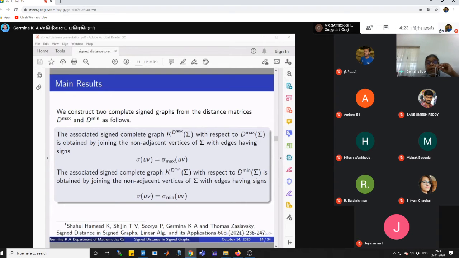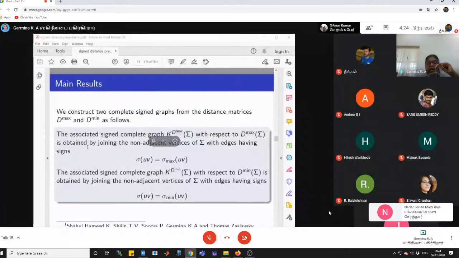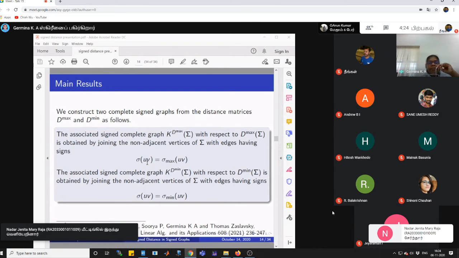We compute sigma max of uv between u and v. We travel and find out what its sign is. Suppose this sigma max of uv is +1. What I do is make an adjacency between u and v with a positive edge. Suppose I get sigma max of uv equal to -1. What I do is add a new edge uv with a negative sign.